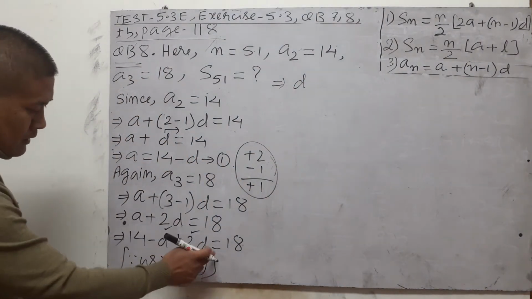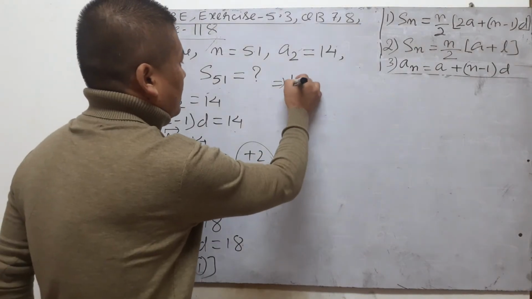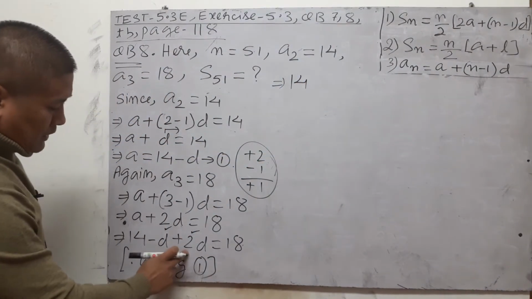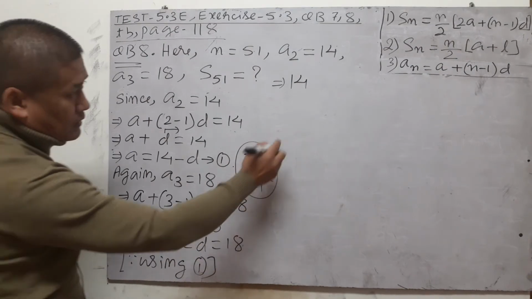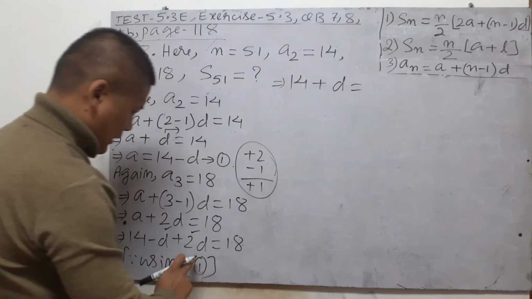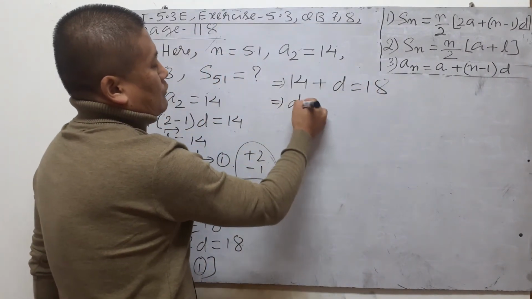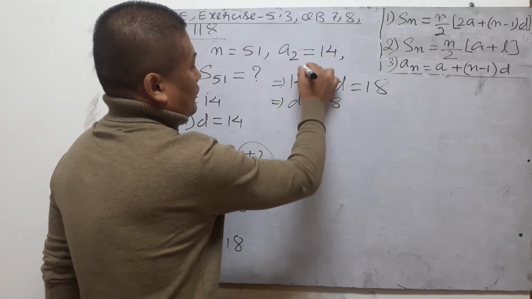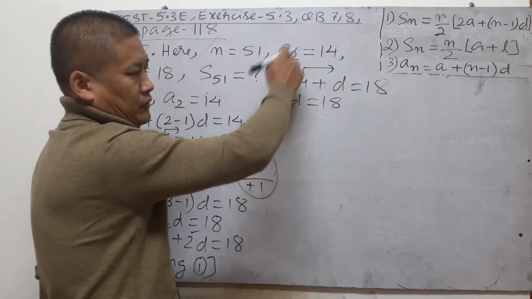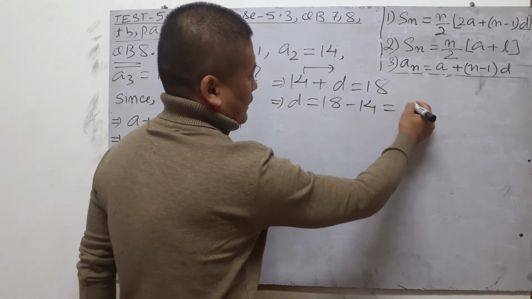So 14, you can just write it. Then minus D plus 2D, as you can see, is plus 1D, meaning simply D, equals 18. So D would be equal to 18 minus 14, because if you shift plus 14 to the right side, it becomes minus 14. So 18 minus 14 is 4.